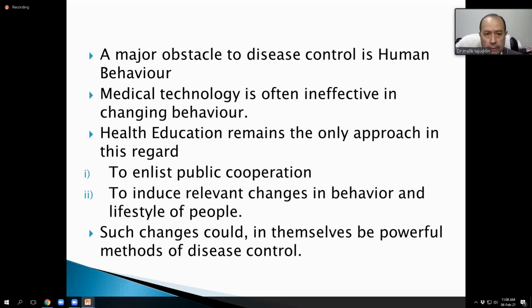The major obstacle to disease control is human behavior, and human behavior cannot be changed through any technology. Human behavior can be changed only through health education. So if you want to get public cooperation, your only tool is health education. Educating the people, social mobilizing is the main thing, changing the lifestyle of the people. So health education is the most important thing among all these. And such changes could in themselves be a powerful method of disease control.